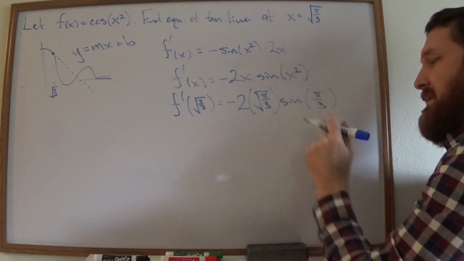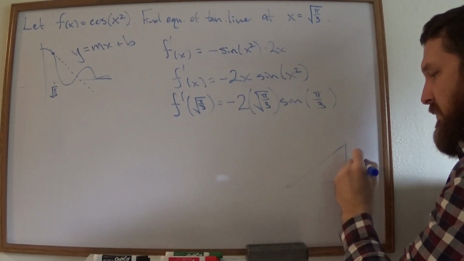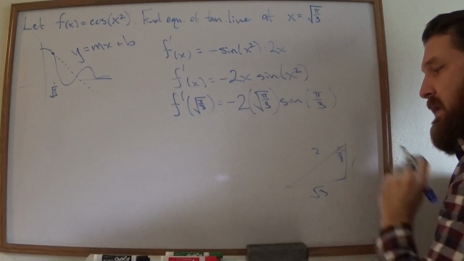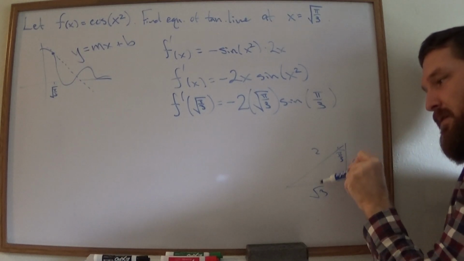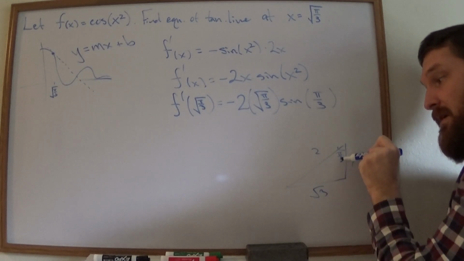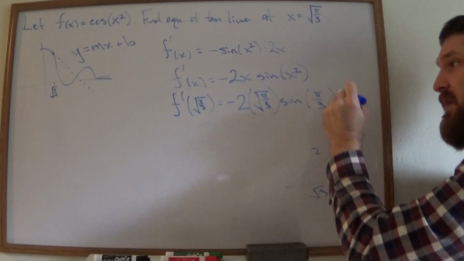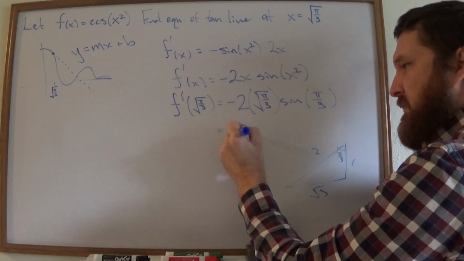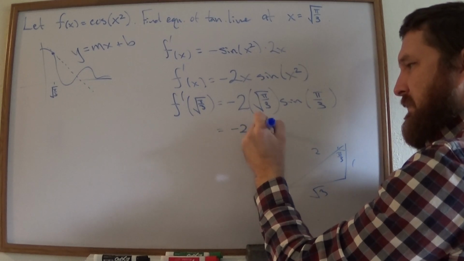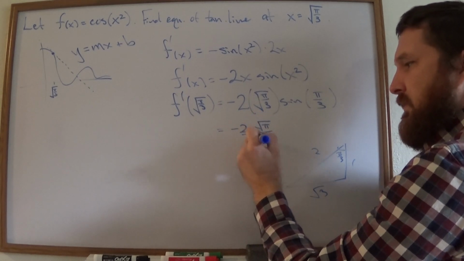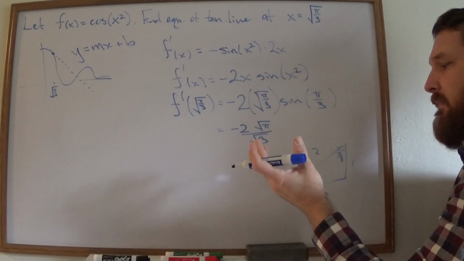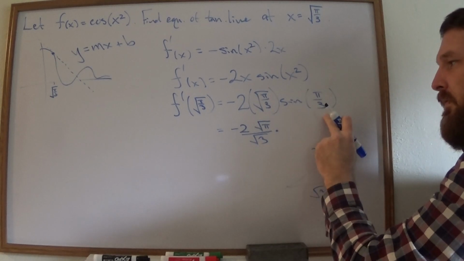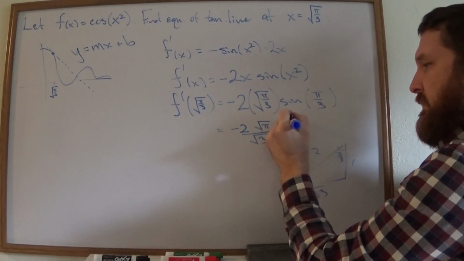Just to be sure, we have our 1, 2, root 3 triangle. This is pi over 3 right here, and sine is opposite over hypotenuse. That means this is, just like you said, root 3 over 2. So we have minus 2. I'm going to rewrite this like this, because maybe something will work out. Maybe it won't. Sine of that, we said, was root 3 over 2.